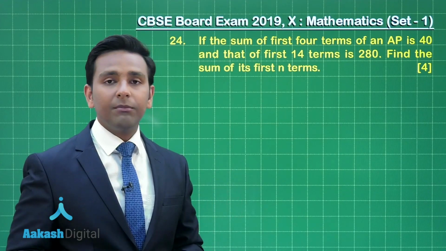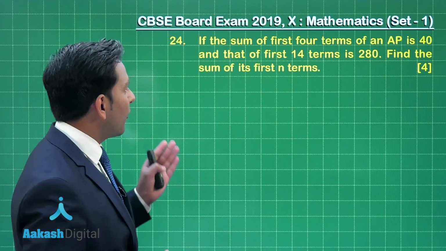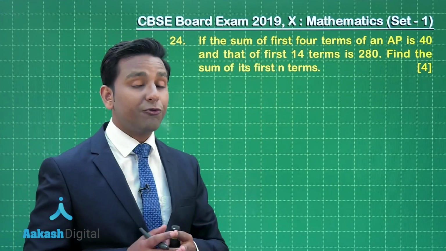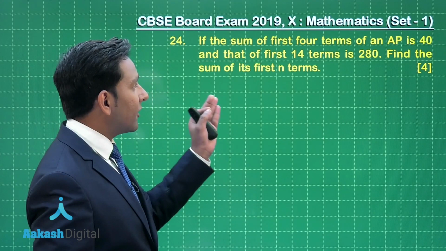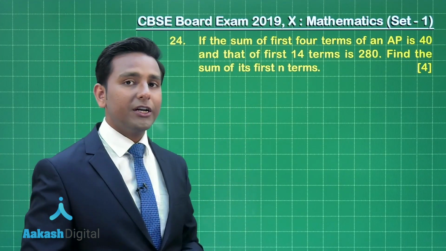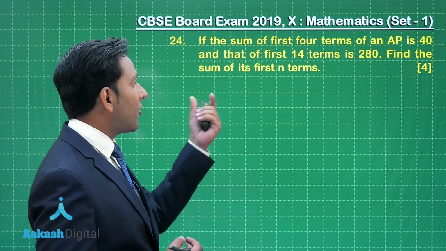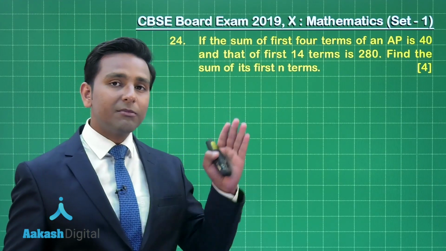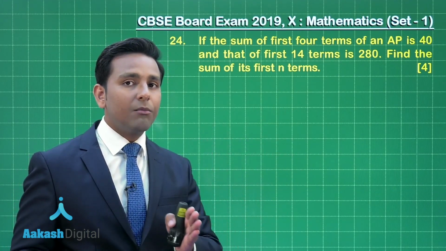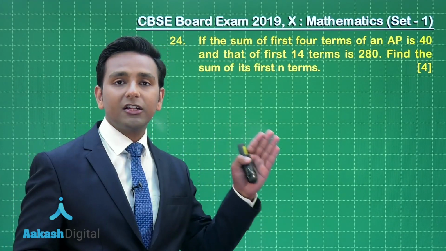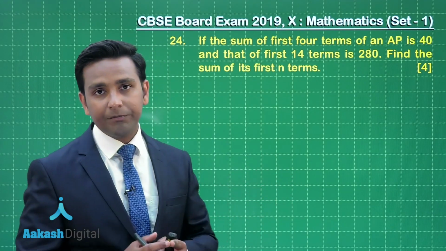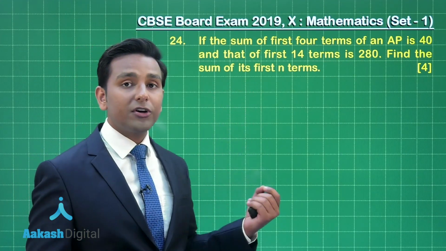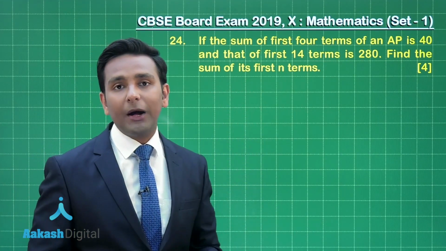This is a very simple and straightforward question, and the question says: if the sum of the first 4 terms of an arithmetic progression is 40 and that of the first 14 terms is 280, then find the sum of its first n terms. That means the sum of the first 4 terms of the arithmetic progression is given, as well as the sum of the first 14 terms, and we have to find an expression that represents the sum of the first n terms of the given arithmetic progression.